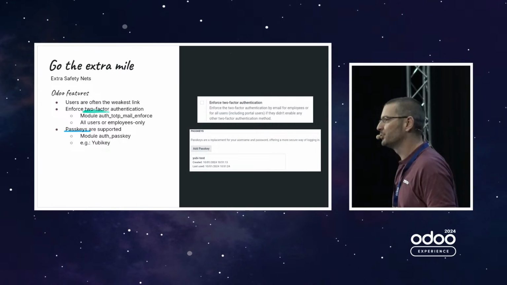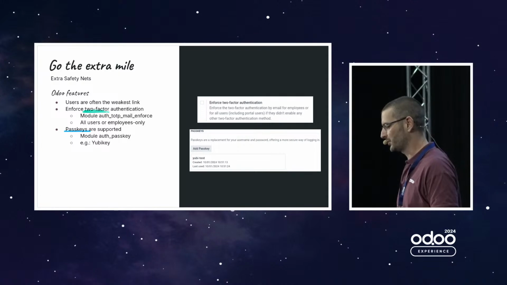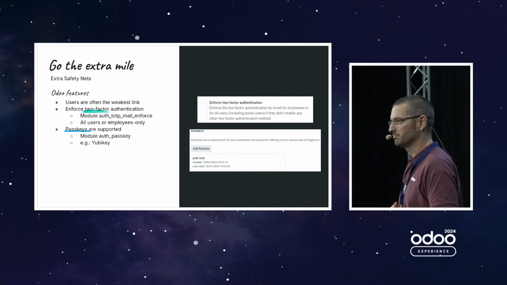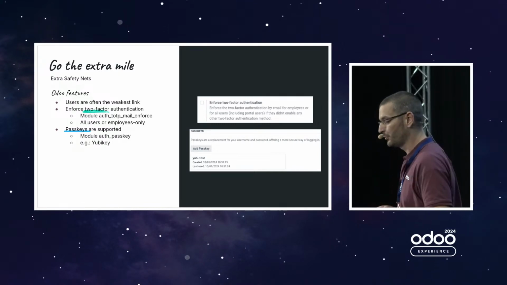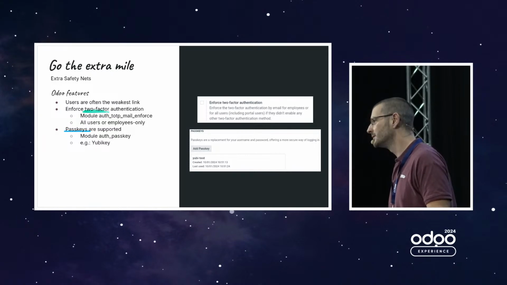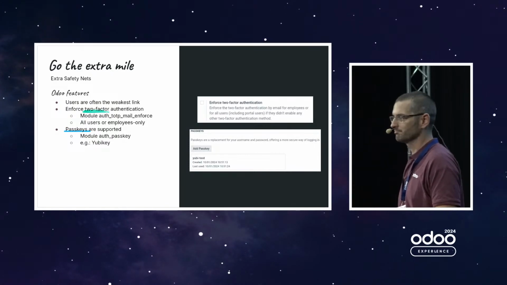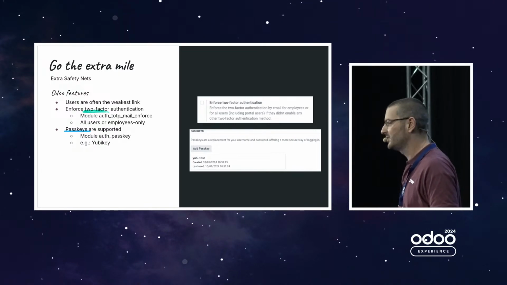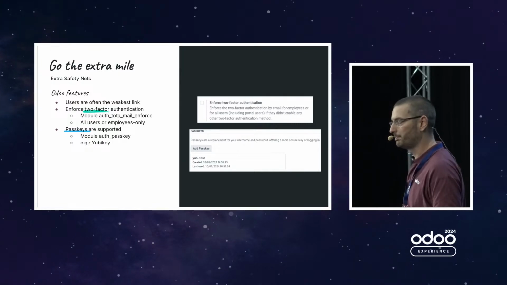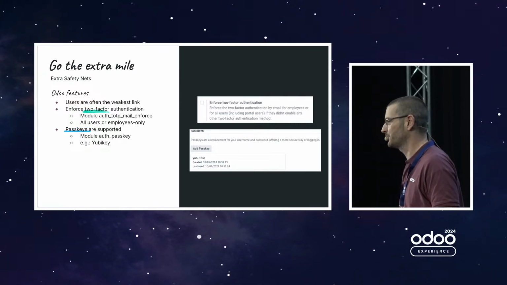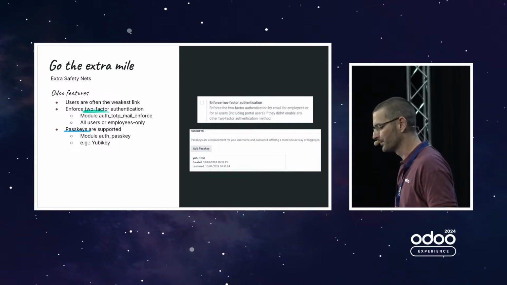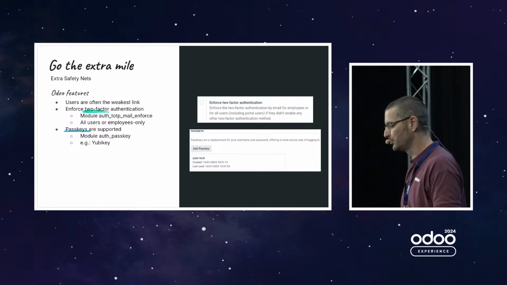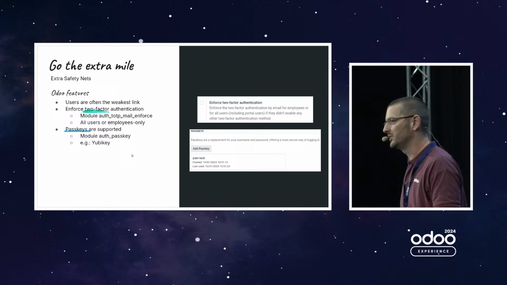You can use some Odoo features to harden the security. So you can enforce the two-factor authentication, either for all users or only for employees. Can be useful. And as of Odoo 18, the passkeys are supported. So it's a way to connect to Odoo without a password, a passwordless connection mechanism. So for example, if you are using YubiKeys, you can use the YubiKey to store the passkey with Odoo.